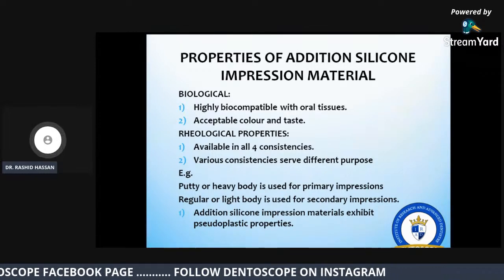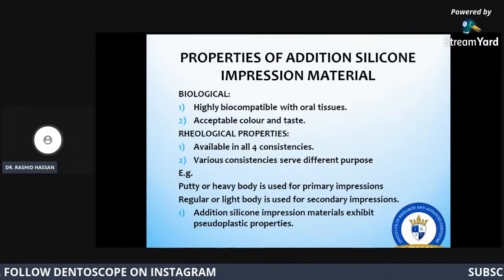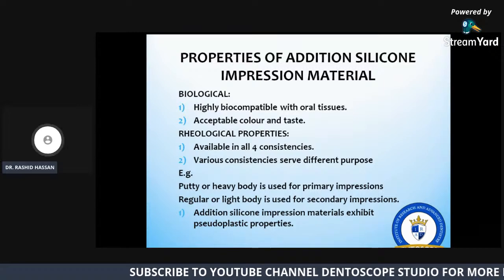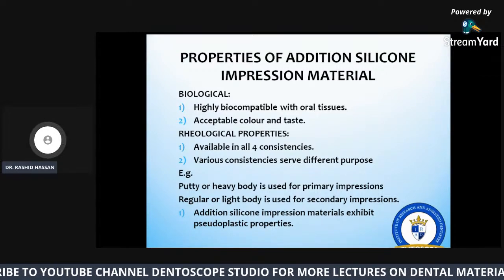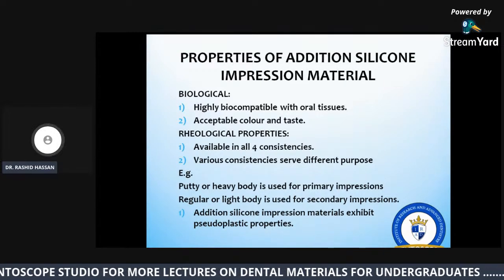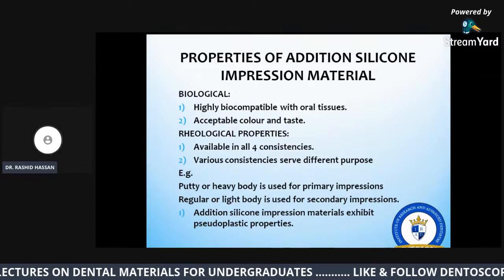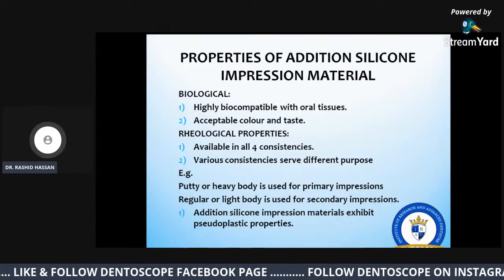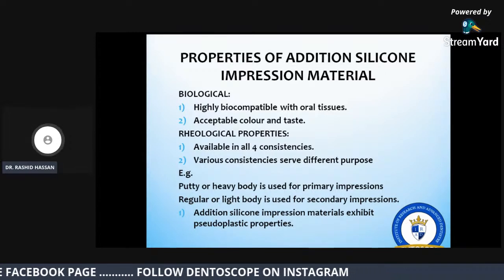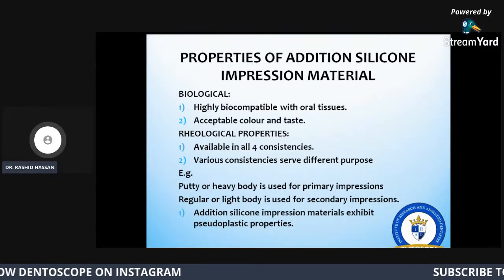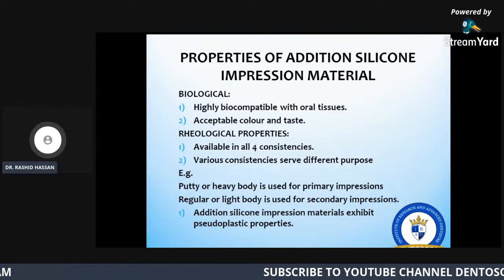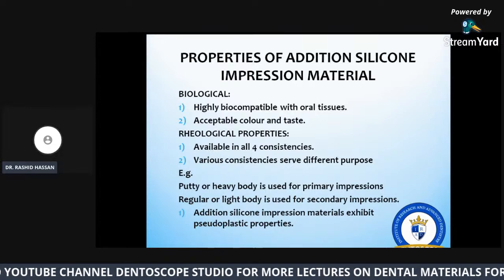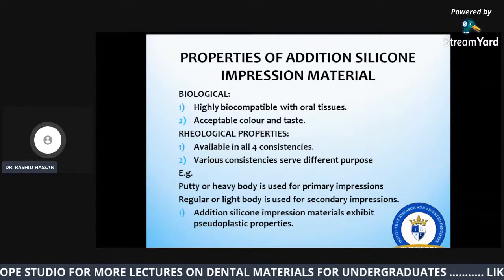Then coming to the flowing properties, the availability is in all four consistencies: light, regular, heavy, and the putty consistency. Well, exactly. We need all these good properties available in all these four consistencies because we want to record an accurate impression. You can't take chances when you are making a prosthesis for a dental implant. You can't take chances when you are making an inlay, onlay, or a good crown or bridge work, because you have done your very best.